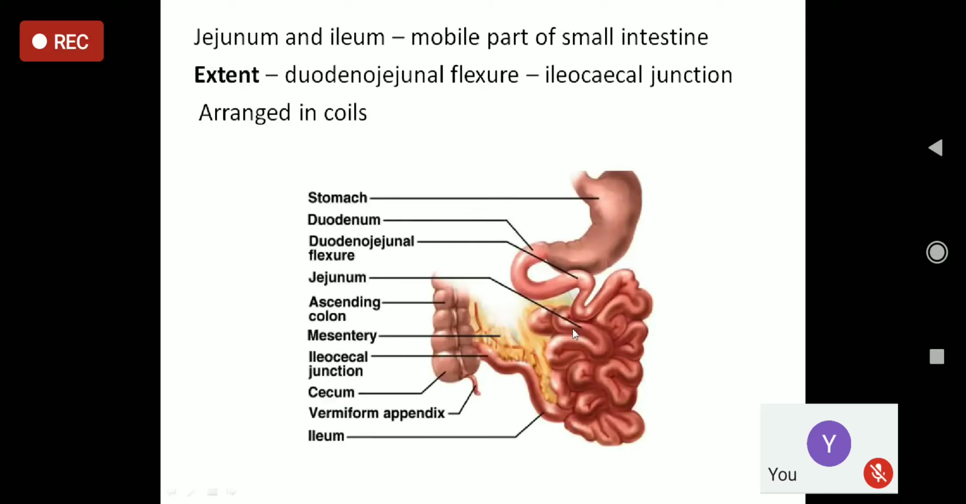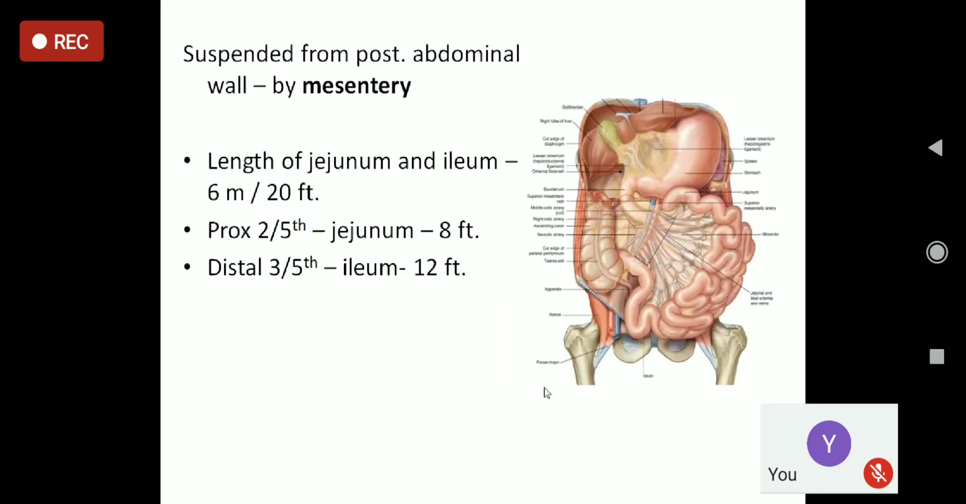And they are arranged in coils. So here you can see a number of coils. The jejunum and the ileum are arranged in coils. Is this clear? The extent of the small intestine and the extent of the jejunum and the ileum. So these are the coils of the jejunum and ileum.